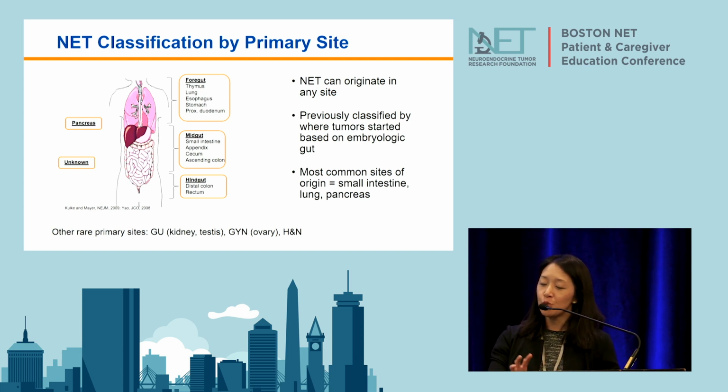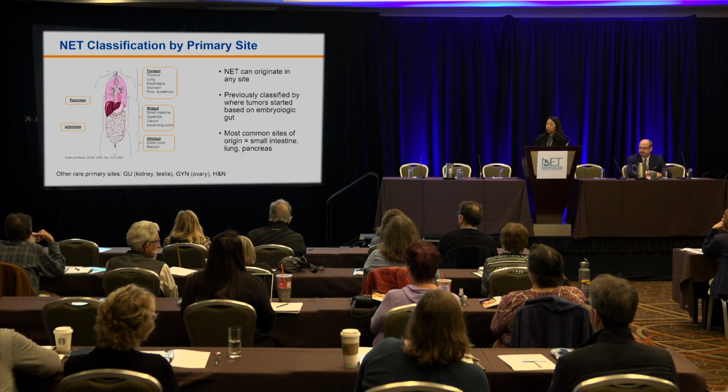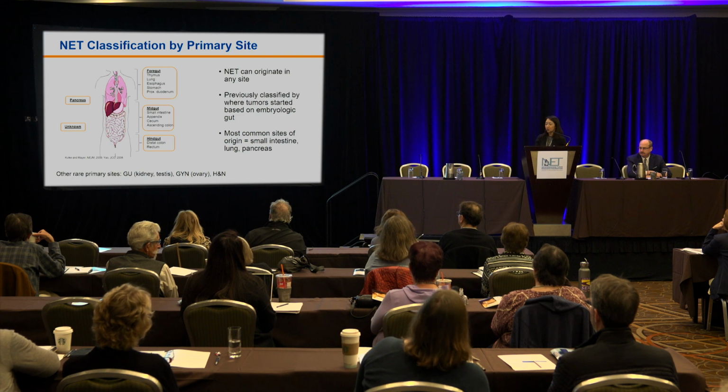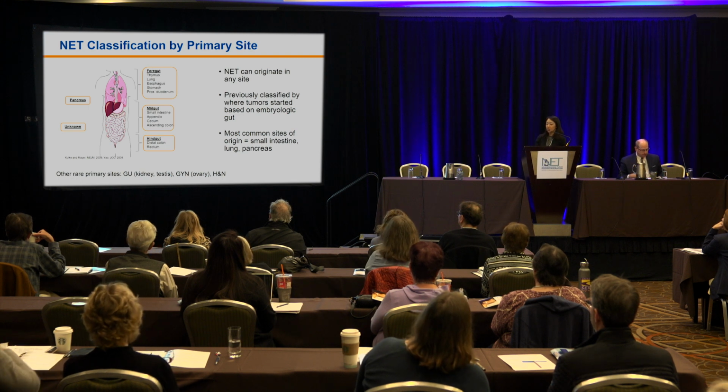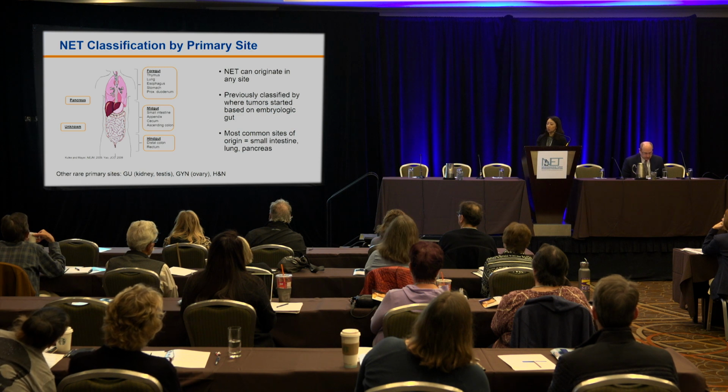During development, there's a tube that begins to differentiate into various organs, and the foregut gives rise to organs including the thymus, the lung, the esophagus, and the upper small intestine and the stomach. The midgut gives rise to the small intestine and the first portion of the colon, and the hindgut gives rise to kind of the lower, what we call the distal colon and the rectum. We still will distinguish neuroendocrine tumors based on where they start with these distinctions of foregut, midgut, hindgut.